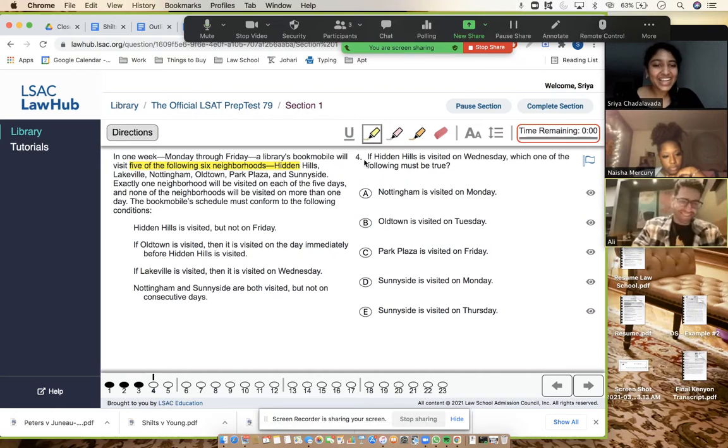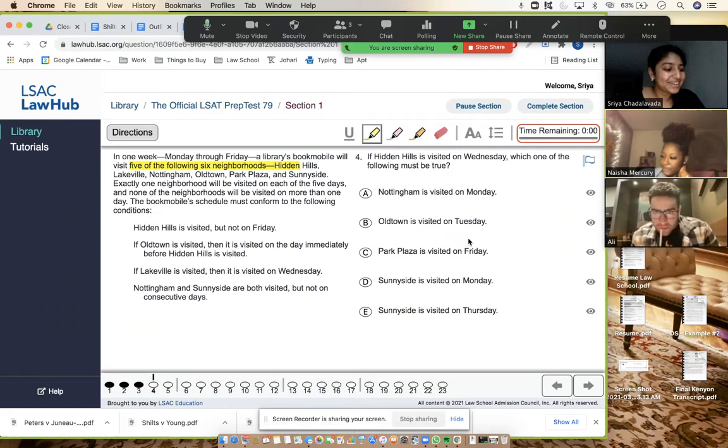Okay, sounds good. If Hidden Hills is visited on Wednesday, which one of the following must be true? So if H goes on Wednesday, what must be true? Could we use one of our previous combinations to maybe eliminate stuff? Our first one. Yeah. So does it have to be true that N is on Monday? Maybe, right? O is on Tuesday. Maybe. P is on Friday. Maybe. S is on Monday. We can get rid of that, right? And then S is on Thursday. We can't get rid of that one.